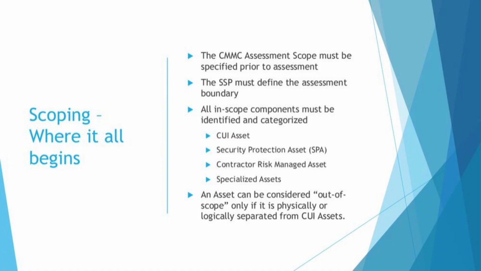So once you've drawn that line in the sand, everything inside the line has to be categorized, right? The guide specifies 4 categories for these in-scope components. That's right. And understanding these 4 categories is like 90% of the scoping strategy. Everything inside the boundary falls into one of these: CUI asset, security protection asset, or SPA, contractor risk managed asset, CRMA, and specialized asset. And the category you pick determines the assessment burden for that specific asset. Completely. It dictates everything. Are you assessing all 110 CMMC controls against this server? Or maybe just a handful, or maybe none at all.